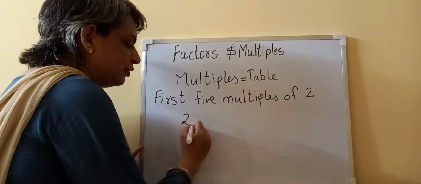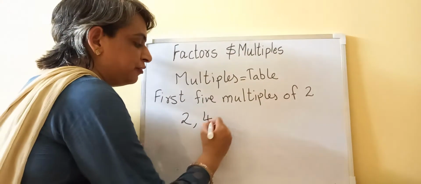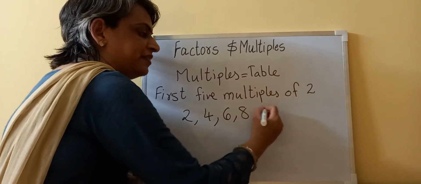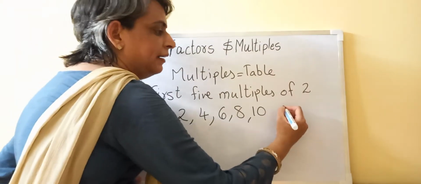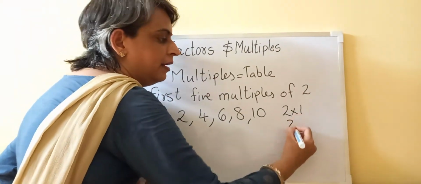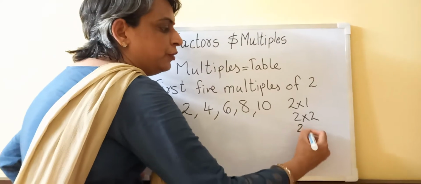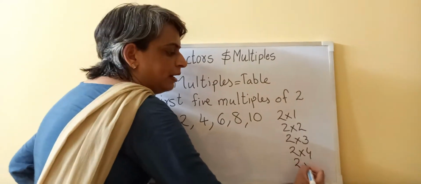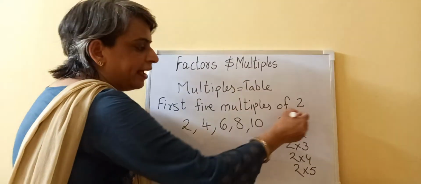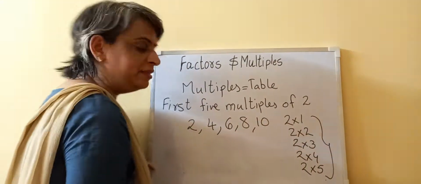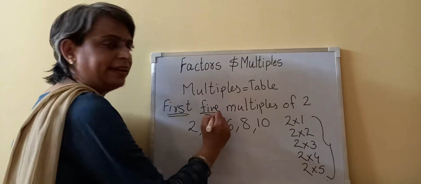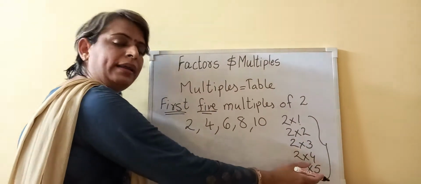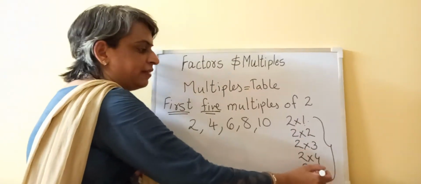The table of 2 means 2 1s are 2, 2 2s are 4, 2 3s are 6, 2 4s are 8 and 2 5s are 10. It means 2 multiplied by 1, 2 multiplied by 2, 2 multiplied by 3, 2 multiplied by 4, 2 multiplied by 5. Why have I multiplied only 5 times? Because it is written first 5. First 5 means starting from 1, and 5 means till the end. So this is your first 5.